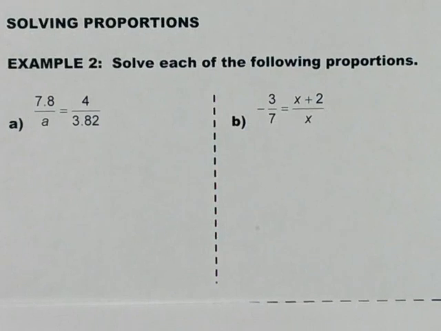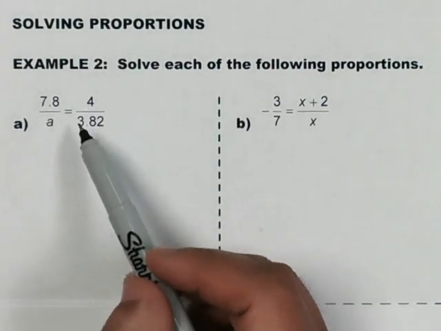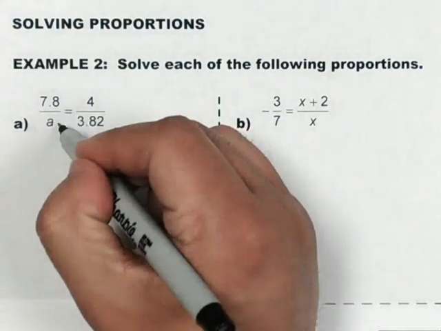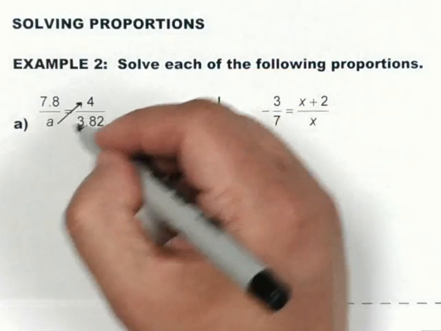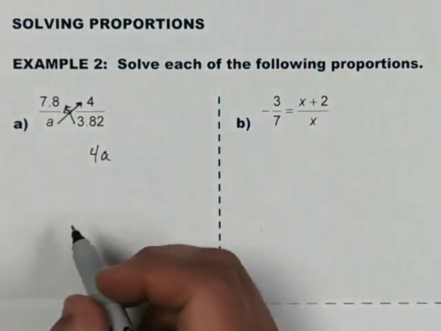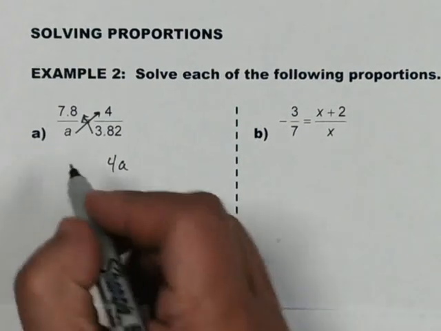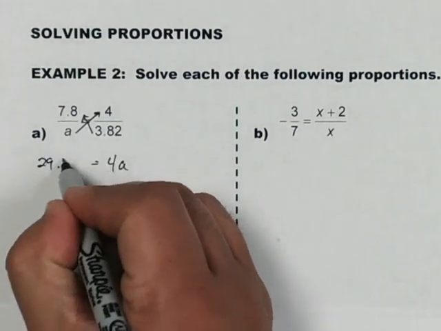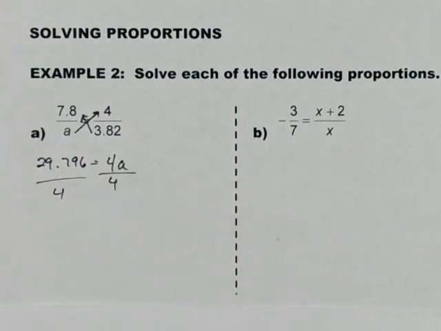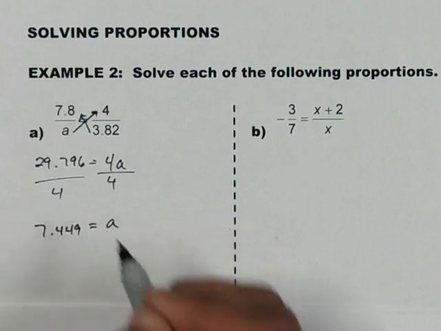All right, next set of examples. I'm going to show you that these are actually proportions because I do have the equal sign already. And we just have to solve for the missing part. In this case, we're looking for A. So we're going to multiply A times 4, which is going to give me 4A. And if I multiply 7.8 times 3.82, okay, that's going to give me 29.796. And if I divide by 4, that tells me that A is going to equal 7.449.